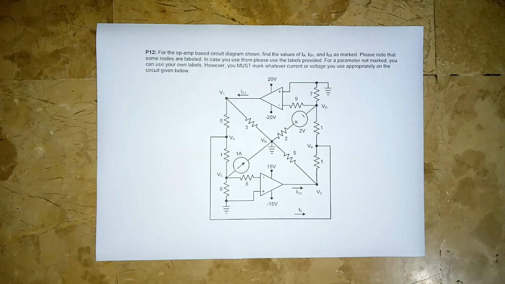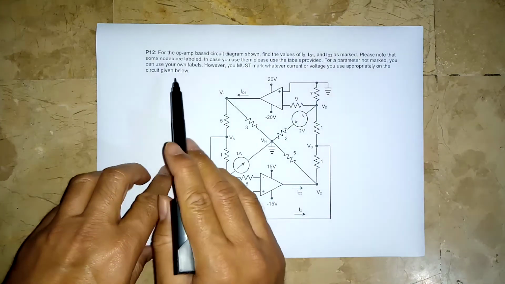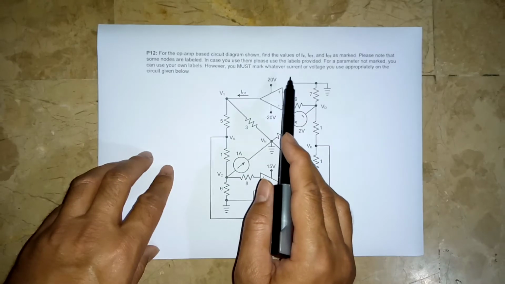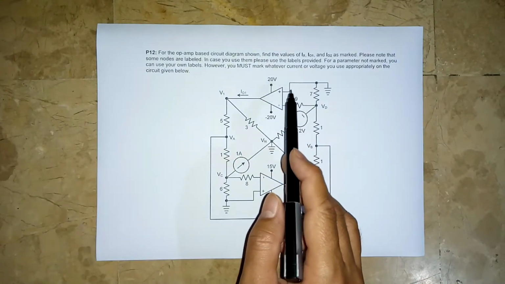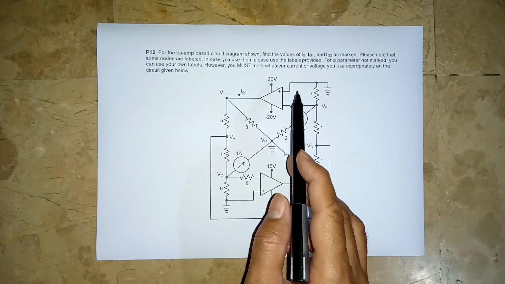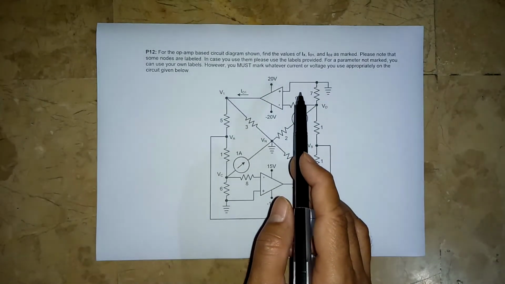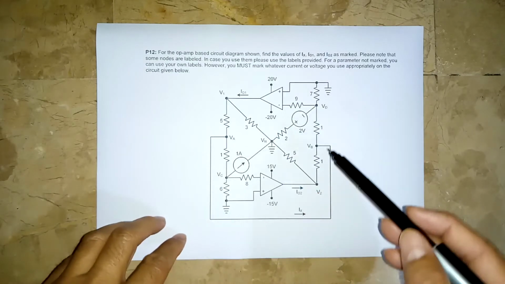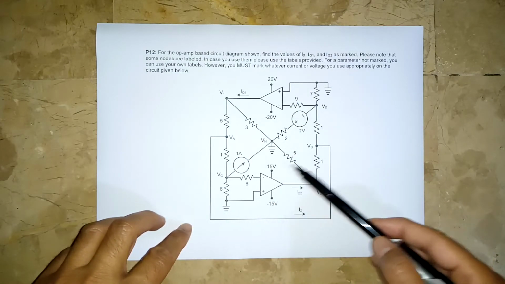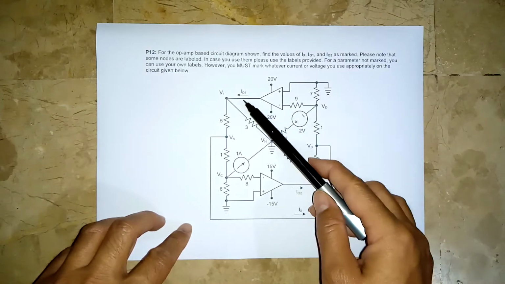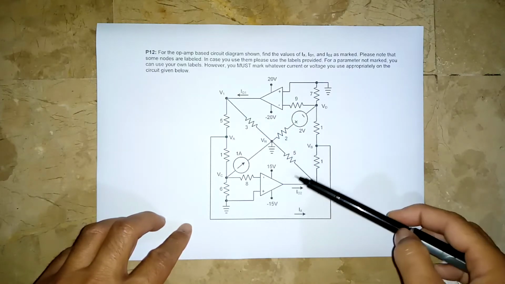Now you can see this one looks quite complicated, and it may be quite complicated, but the question says for the op-amp based circuit diagram shown, find the value of Ix, IO1 and IO2 as marked. Ix is here, and IO1 and IO2 are the output currents.